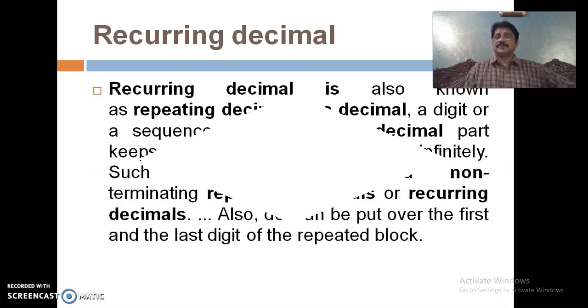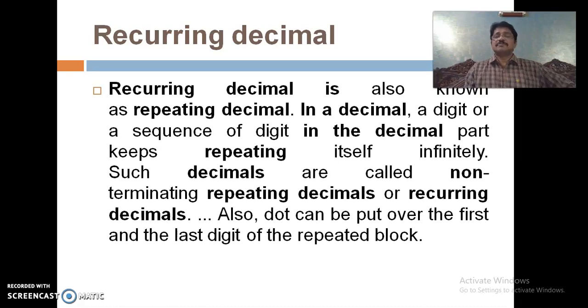Now we will observe what a recurring decimal is. Clear? We will take a clear meaning of recurring decimal. A recurring decimal is also known as a repeating decimal. In a decimal, a digit or sequence of digits in the decimal part keeps repeating itself infinitely. Such decimals are called non-terminating repeating decimals, or recurring decimals simply. Also, a dot can be put over the first and the last digit of the repeat.